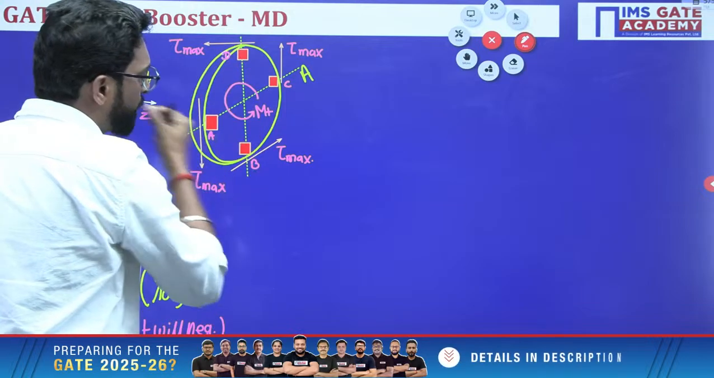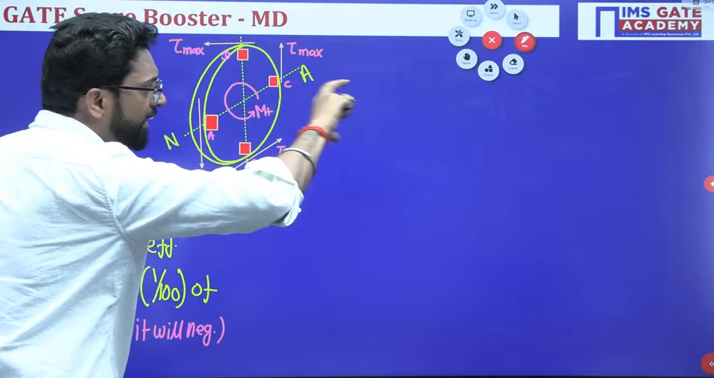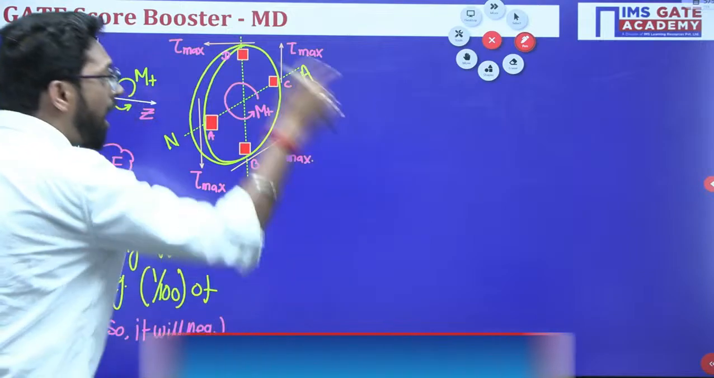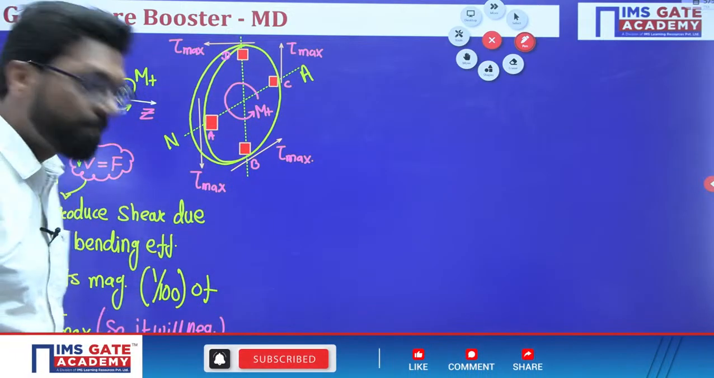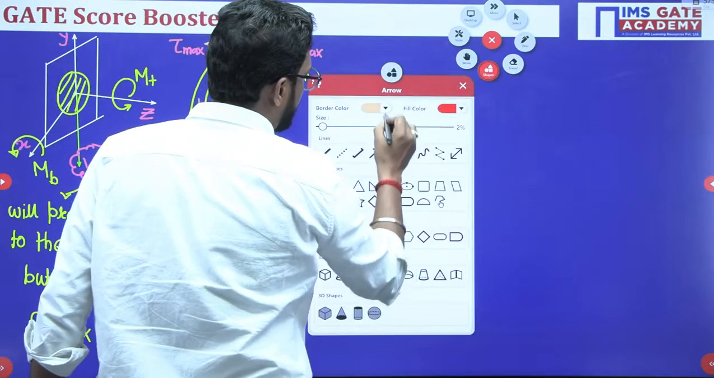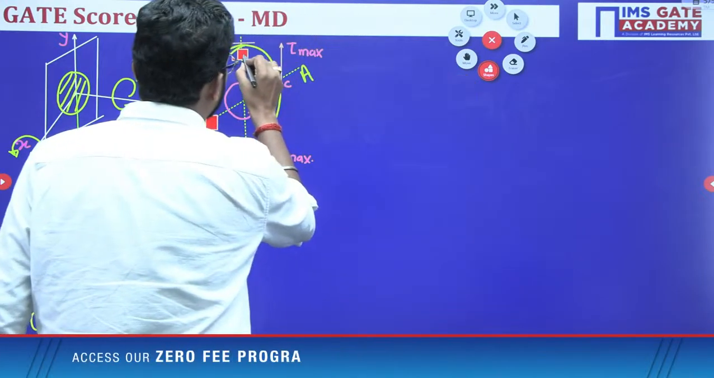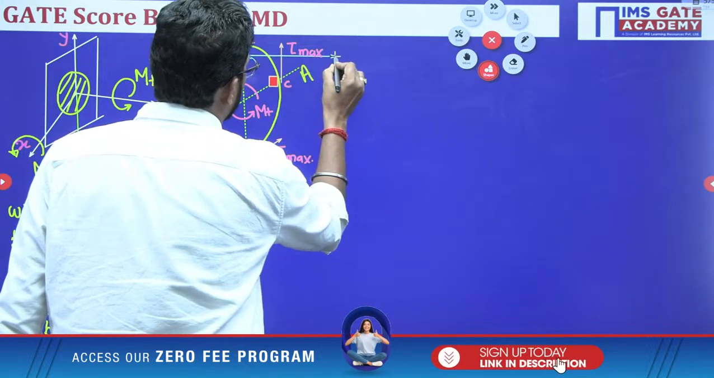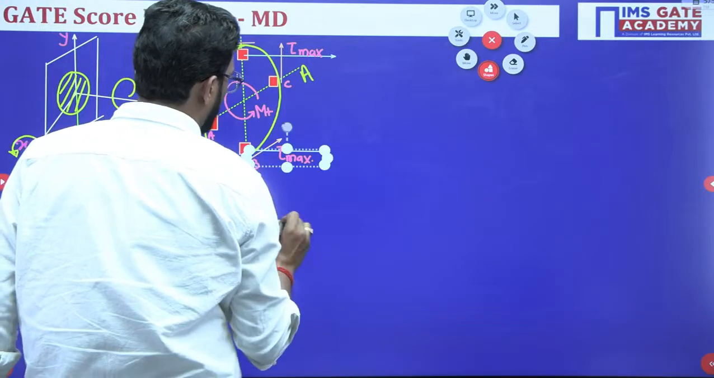But here it will produce the bending moment. The shaft is trying to bend downward. So upward it is tension, and at the bottom it is compression. Upward it is of a tensile nature, and at the bottom it is of a compressive nature.